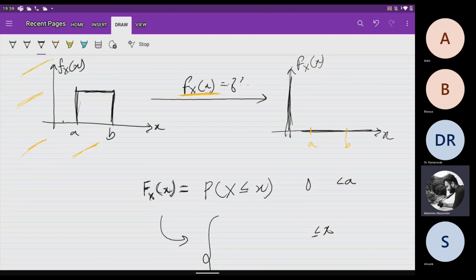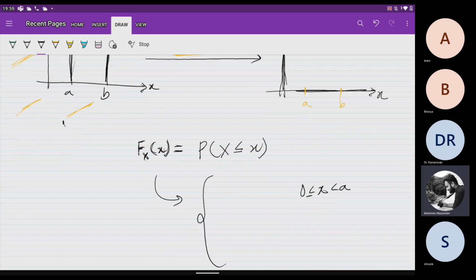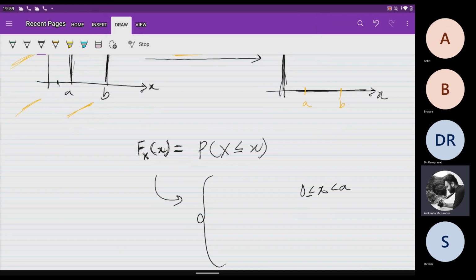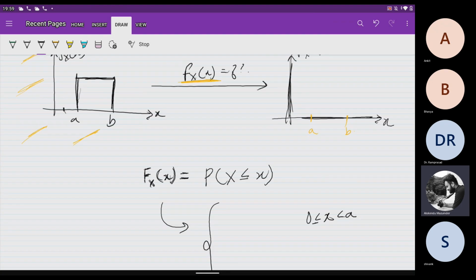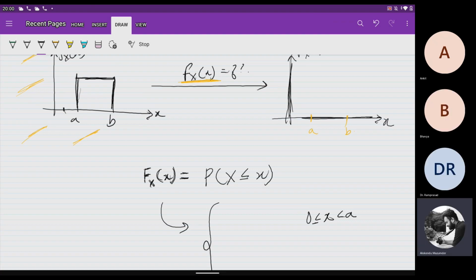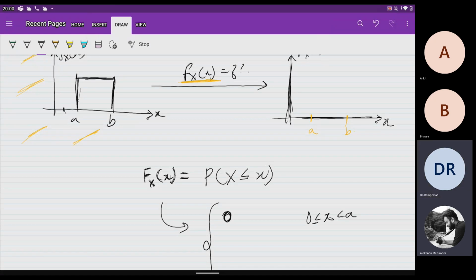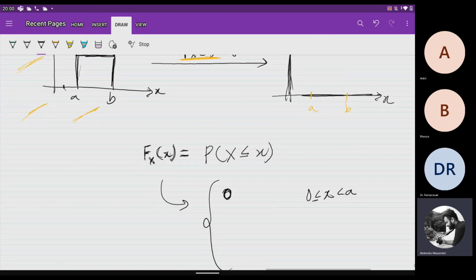Let's assume that x lies from 0 to a. What will be the CDF then? If my x lies between 0 to a, what will be the CDF? Yeah, it will be 0, right? The CDF is basically the probability of a random variable being less than or equal to x, and you have to take all possible cases where x can lie. So for 0 to a, the CDF will be 0.